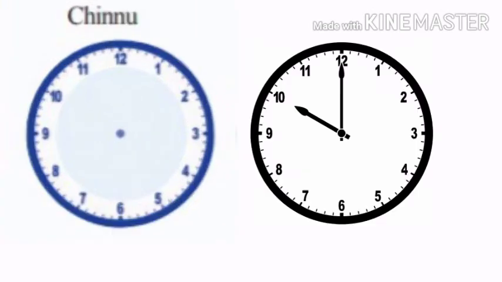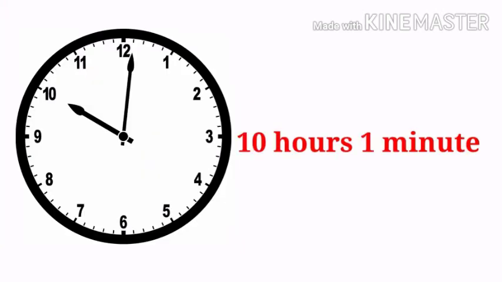Okay, listen to me. Can you show this time in a clock? Let's see how to show this time in a clock. We have to show 10 hours 1 minute. At 10 o'clock, the hour hand will be at 10 and the minute hand will be at 12. So children, 10 hours will be at? Yes, 10. Where can the minute hand be placed? You know, 1 indicates 5 minutes. So, the line after 12 is 1 minute. Now the time is, yes, 10 hours 1 minute.